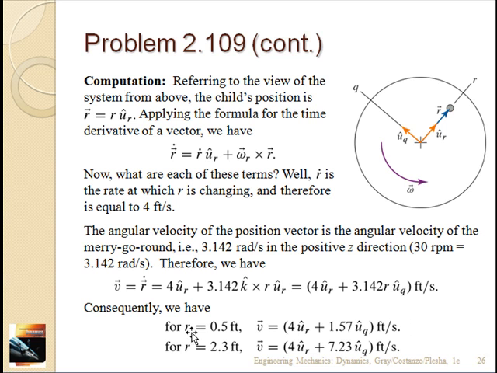So at half a foot, the velocity vector is given by this. At 2.3 feet, it's given by this. If you want to know the speed of the boy, you find the magnitude of this velocity vector at either position, and you'll have that. Notice that the velocity vector increases as the boy gets further out, because due to the spinning, he's moving faster the further out he gets.